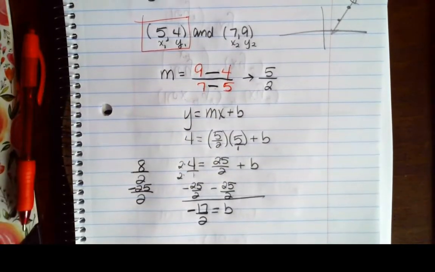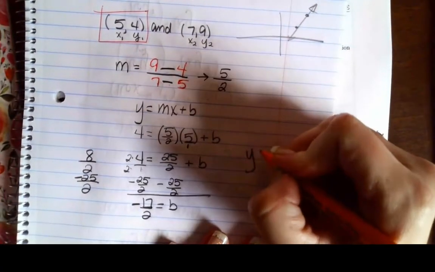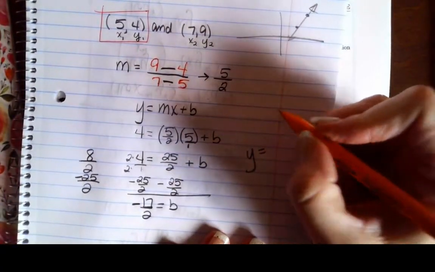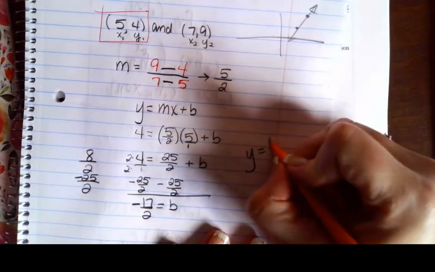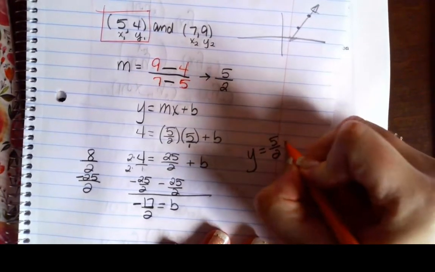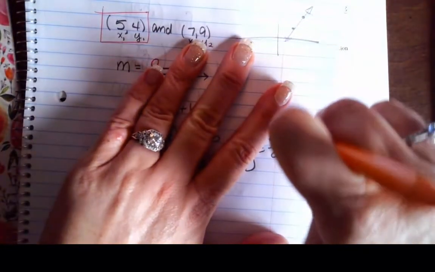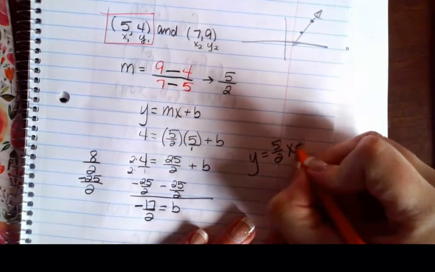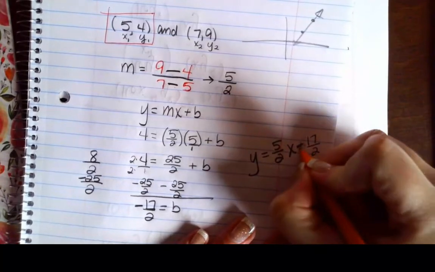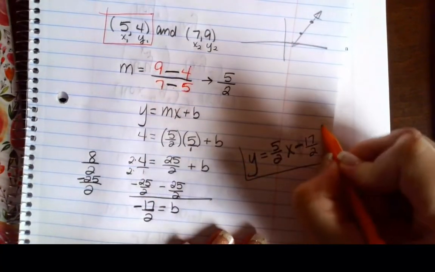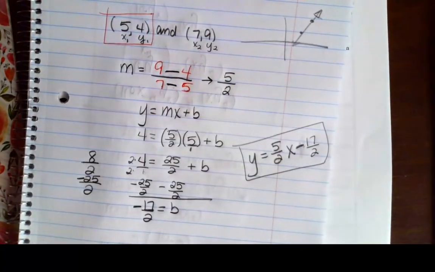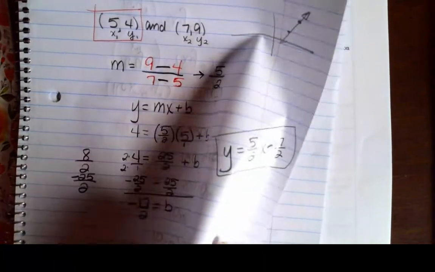And that now has the last piece of information that I need in order to solve this equation for this line. So my slope is 5 halves. And it slices through the y-axis at negative 17 halves. So that is the equation of that line. Now we're going to do another one.